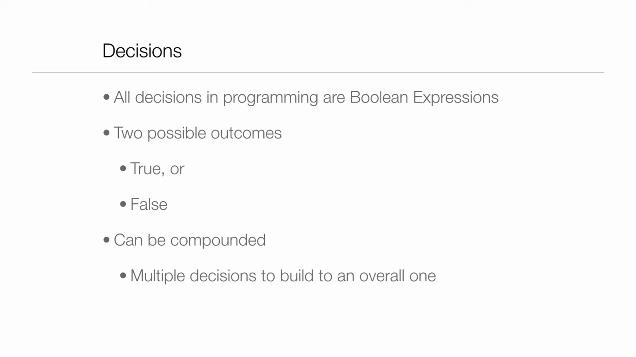So if this is true, then do this. If it's false, do something else. Possibly. You don't have to have the false statement in there. We'll look at that in a second. And you can compound them, which means you can say if 18 or over and has a driver's license. We'll look at that further on in the presentation.